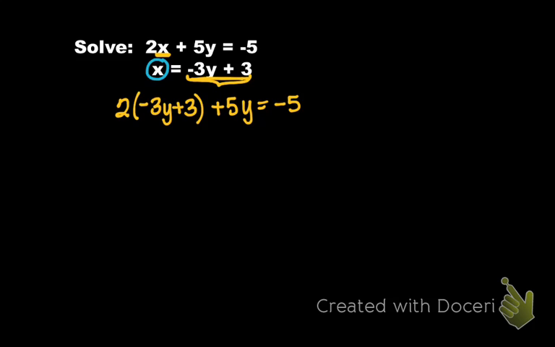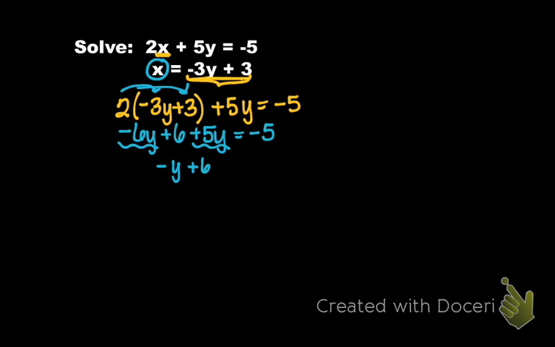And now we're just going to solve this out just like we would any regular linear equation. So I'm going to go ahead and distribute first. That gives me negative 6y plus 6 plus 5y equals negative 5. I need to combine like terms here. That gives me negative y plus 6 equals negative 5.